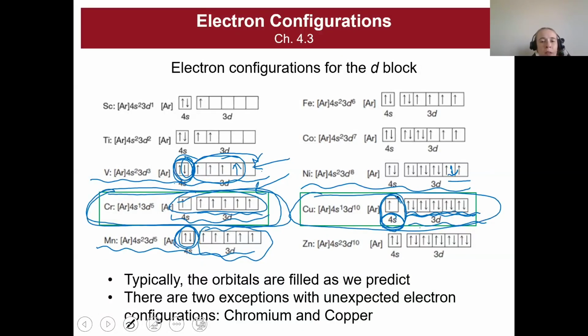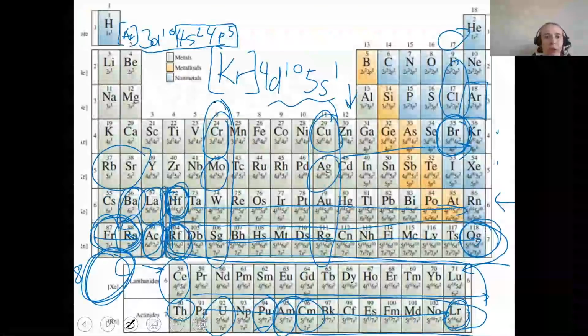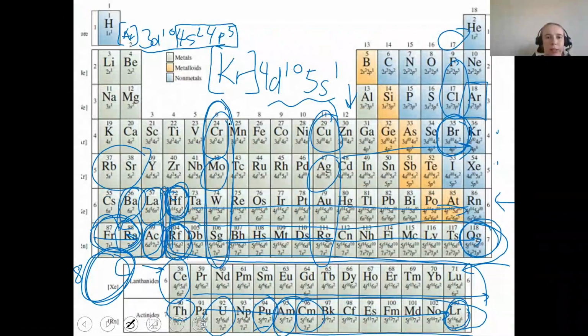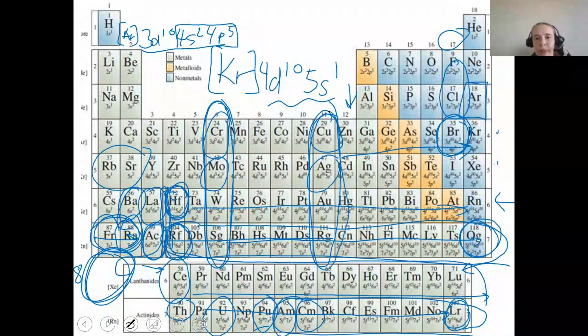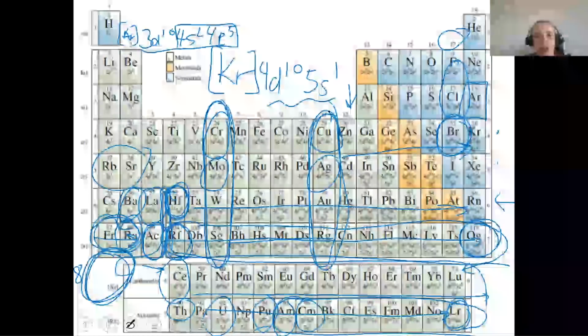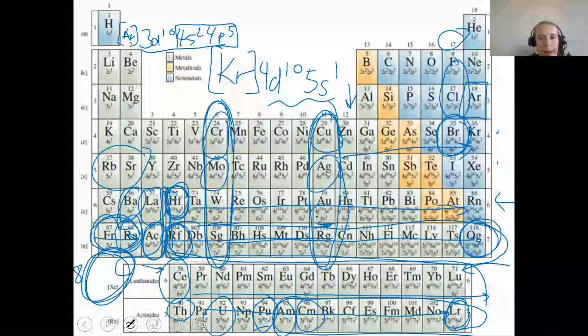Okay, so those are our exceptions, and that happens with all of the other elements in those groups as well. So like I mentioned before, chromium, molybdenum, tungsten, copper, silver, gold, those all have that exception. So when we get to tungsten and gold, we have a different exception where we fill the 4f orbital.